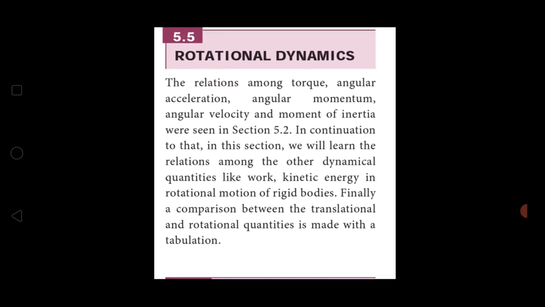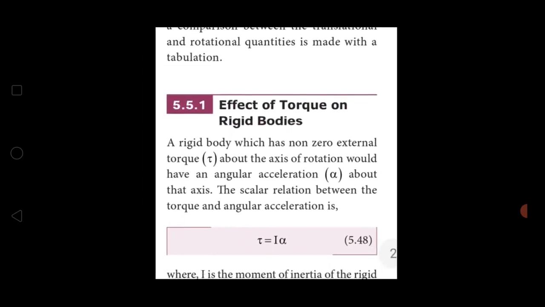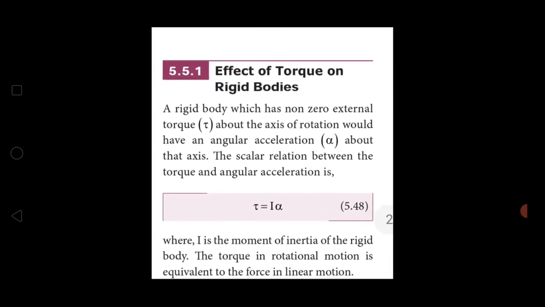The relations among torque, angular acceleration, angular momentum, angular velocity and moment of inertia were seen. In continuation to this, in this section we will learn the relations among other dynamical quantities like work and kinetic energy in the rotational motion of rigid bodies. Finally, a comparison between the translational and rotational quantities is made with a tabulation. All these things we are going to see here. And the next topic is the effect of torque on a rigid body.